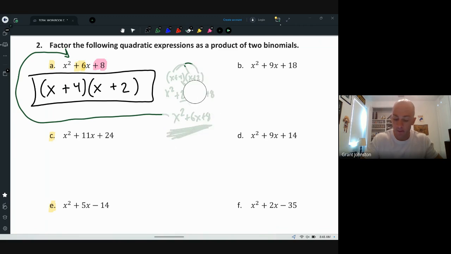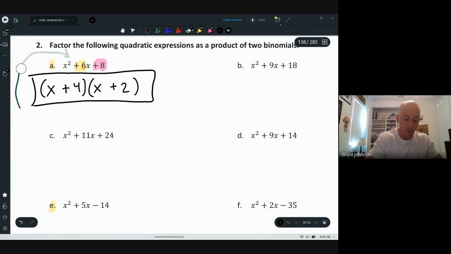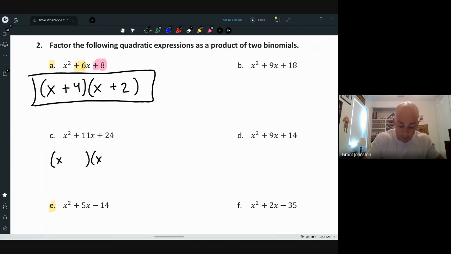Erase that. Okay, hold on. All right. Same here. Then kind of set up my template here. X times x. I'm going to need an x times x to give me that x squared first term. Now what goes in there, those numbers need to multiply to the 24, yet add to 11. So you got to think, what numbers multiply to 24 and add to 11?